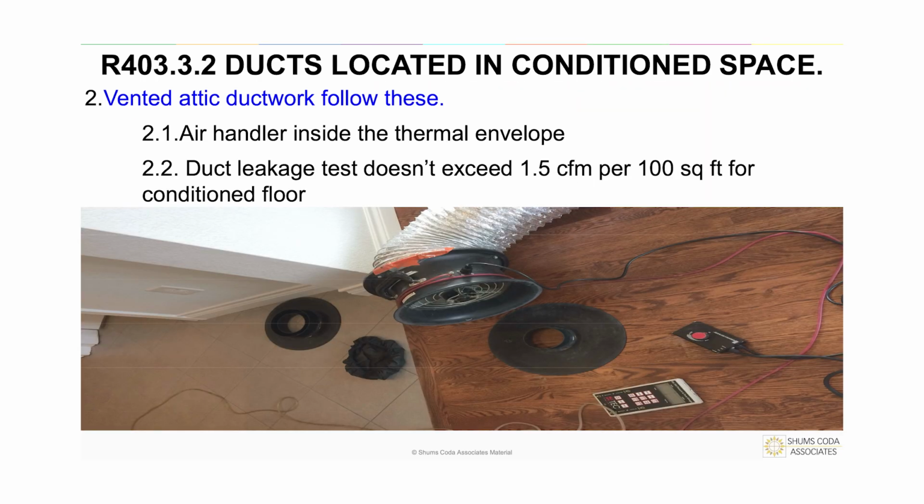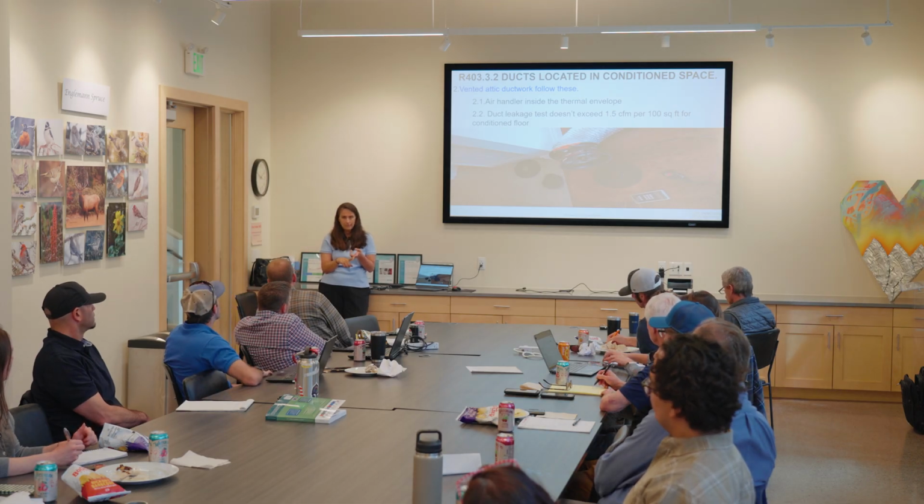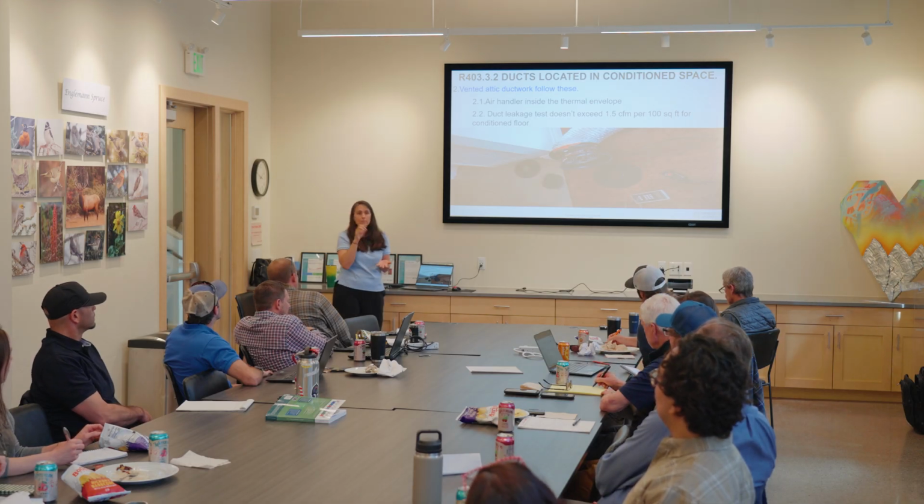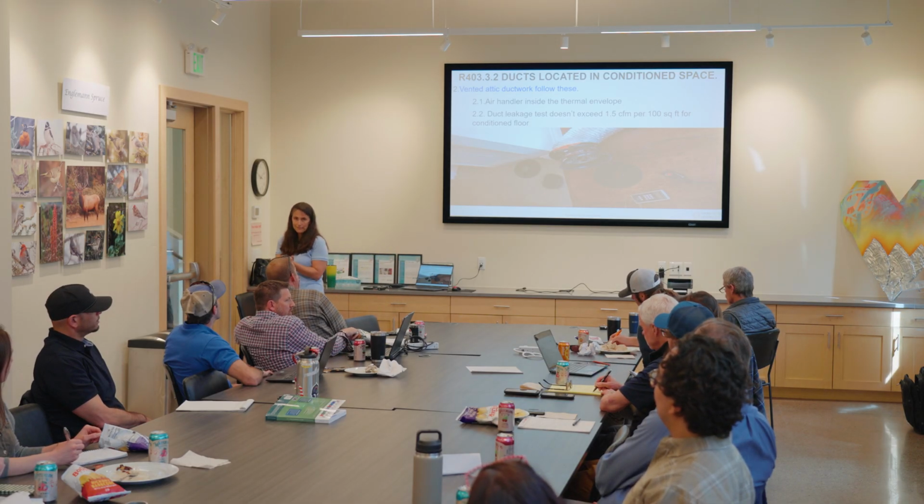The next one that you were alluding to is the fact that you have to demonstrate that it does not leak more than 1.5 CFM per 100 square feet of conditioned floor area. Why that's important is, depending on whether you have an air handler installed or not, you either have to demonstrate your ducts do not leak more than 4 CFM per 100 square feet, or 3. So you have to make sure that your ductwork is really tight.